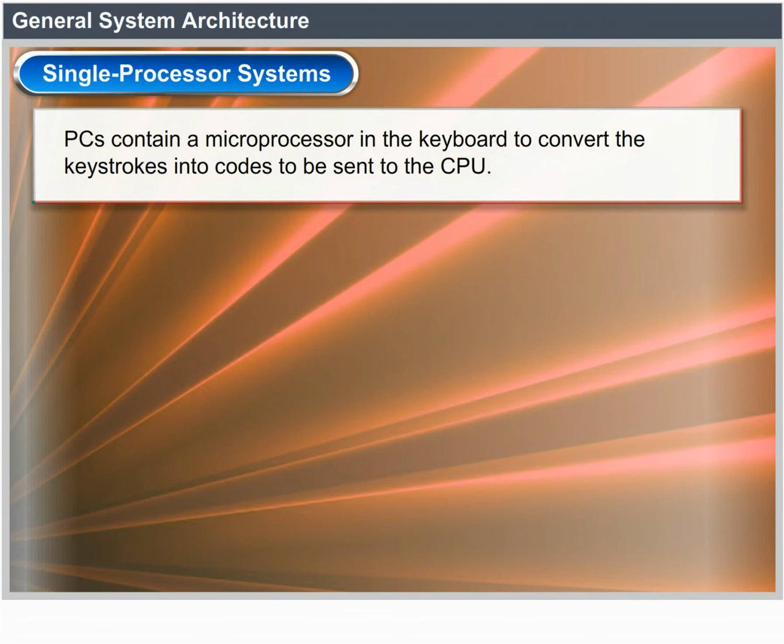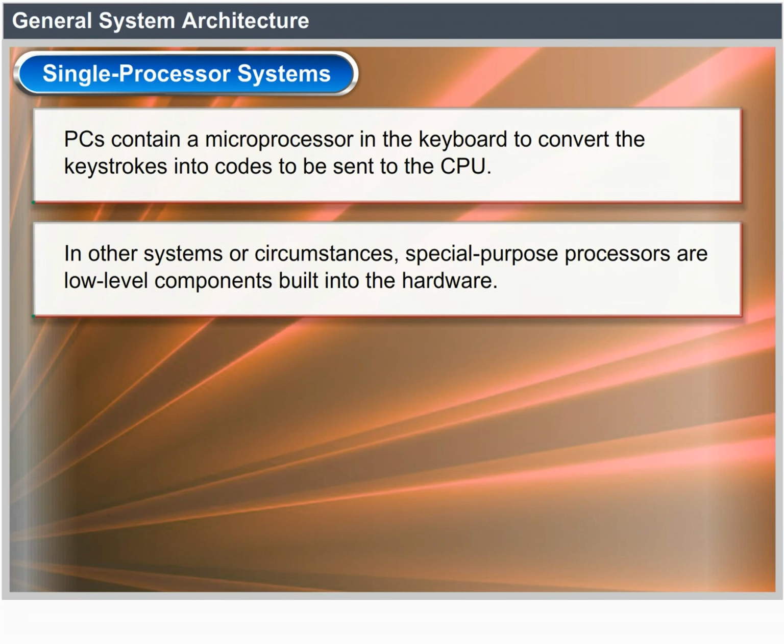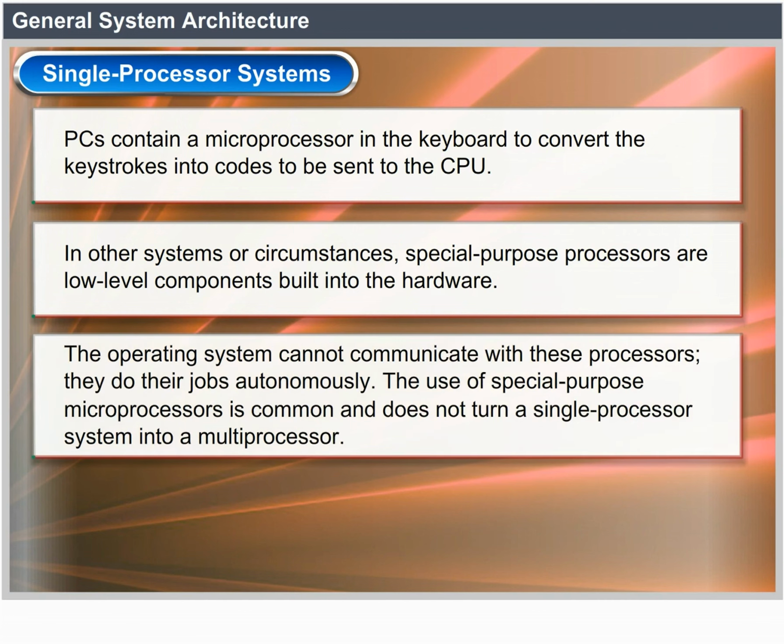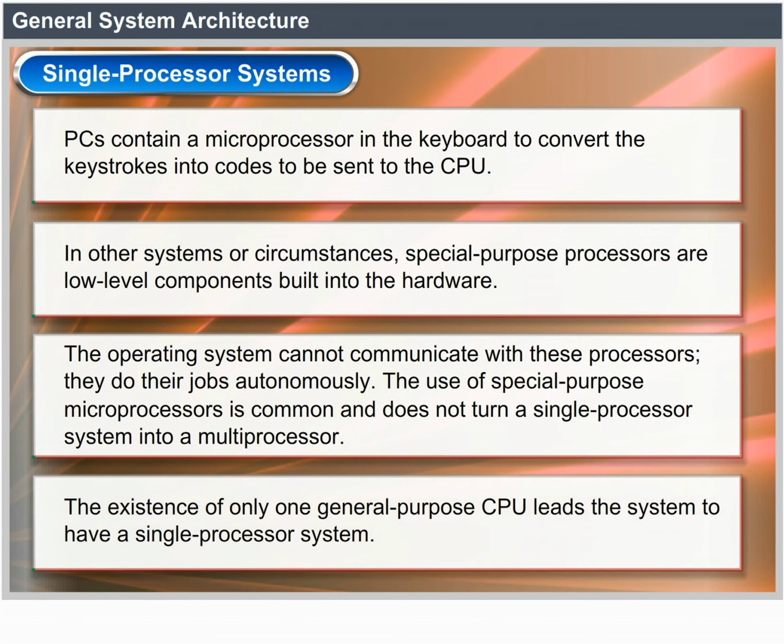PCs contain a microprocessor in the keyboard to convert the keystrokes into codes to be sent to the CPU. In other systems or circumstances, special-purpose processors are low-level components built into the hardware. The operating system cannot communicate with these processors. They do their jobs autonomously. The use of special-purpose microprocessors is common and does not turn a single-processor system into a multiprocessor. If there is only one general-purpose CPU, then the system is a single-processor system.